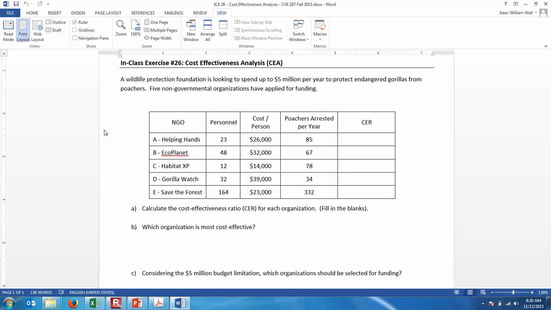Nope, you don't have to. You can just calculate, just find out which one is C and which one is the E, but you are going to have to find out the program cost. Cost per person is not C. You're going to have to calculate C for each organization.